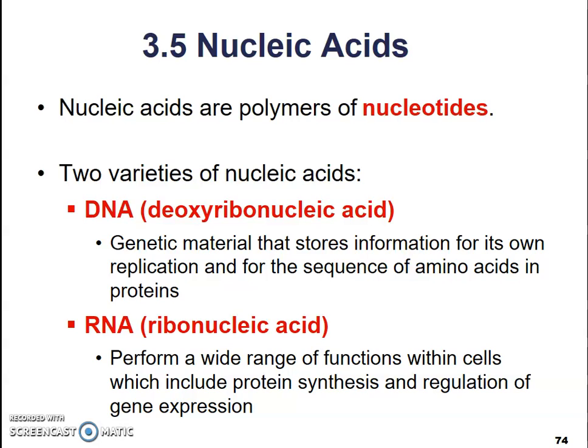There are two different varieties of nucleic acids. DNA, which is deoxyribonucleic acid, which is the genetic material that stores information for its own replication and for the sequence of amino acids in proteins. So basically they are the blueprint for all of our cells.